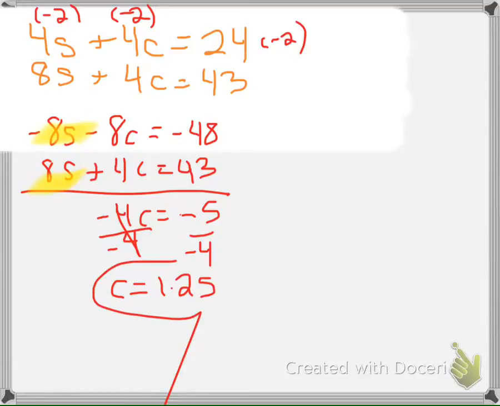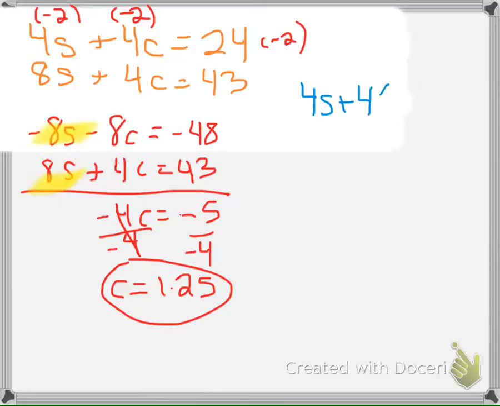Okay, so now that I know what C is, I need to solve for sandwiches. So I'm going to substitute my C back into the equation. I'm going to use this first equation here. So I have 4s plus 4. Now instead of writing C, I do parentheses. And then equals 24. Now 4 times 1.25 is 5. So I'm left with 4s plus 5 equals 24.